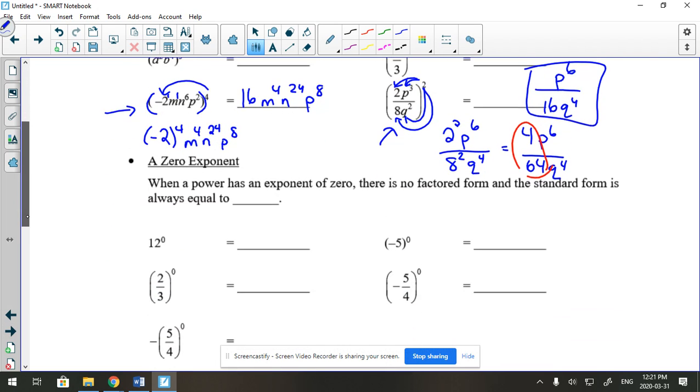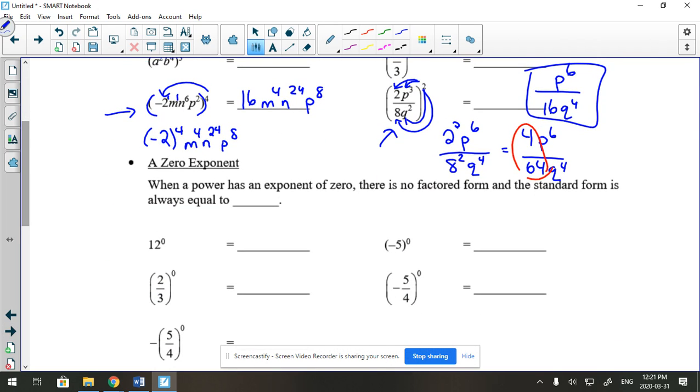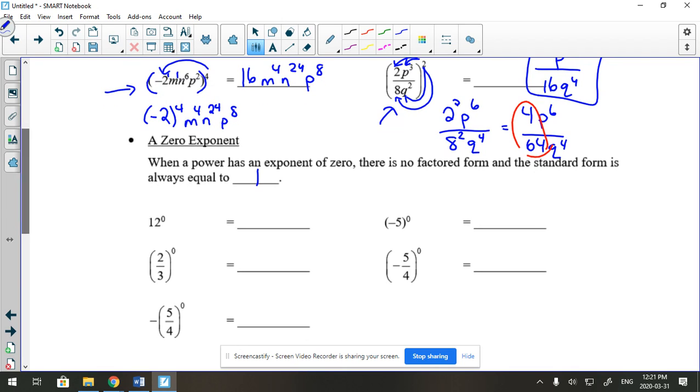Zero exponent: not much to remember about that, other than when anything is raised to the exponent of 0, it will always equal 1. But you have to be a little bit careful with that. So here, 12 to the exponent 0, that's just a 1. But let's look at the difference between this and this one. You have to be a little bit careful.